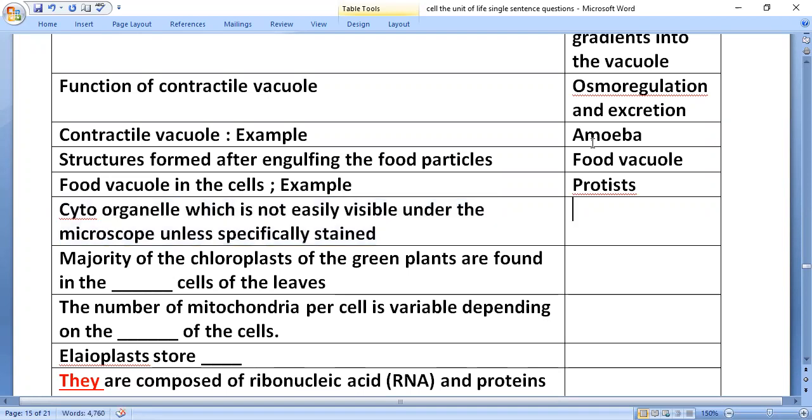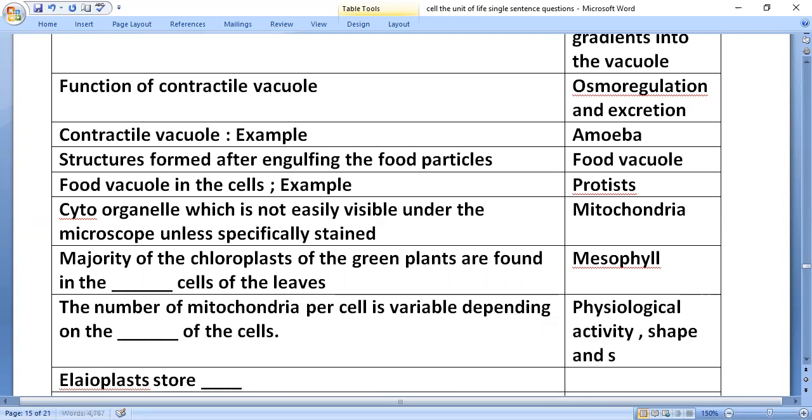Cytoorganelle which is not easily visible under the microscope unless specifically stained is mitochondria. Majority of the chloroplasts of the green plants are found in the mesophyll cells of the leaf. The number of mitochondria per cell is variable depending on the physiological activity, shape, and size of the cell. Alloplast store oils.